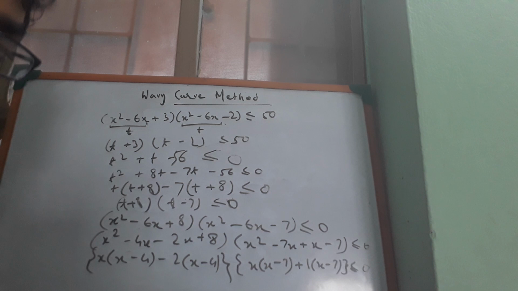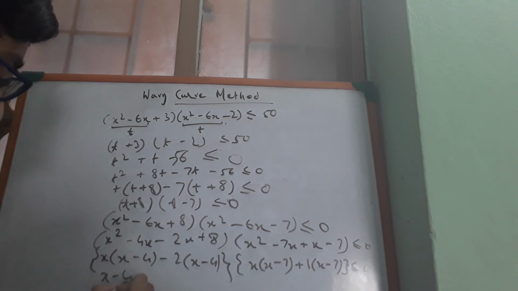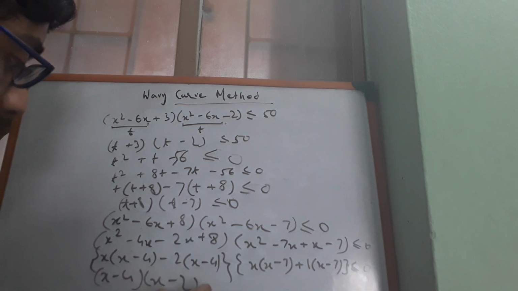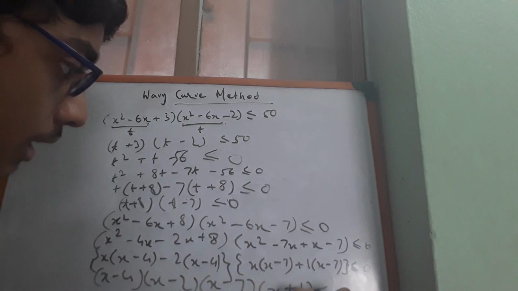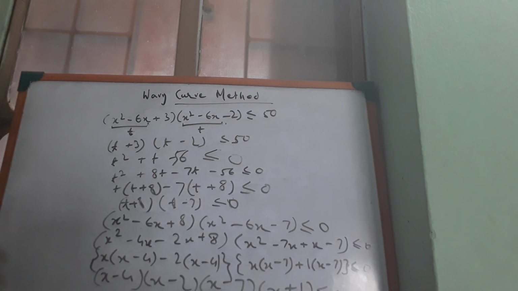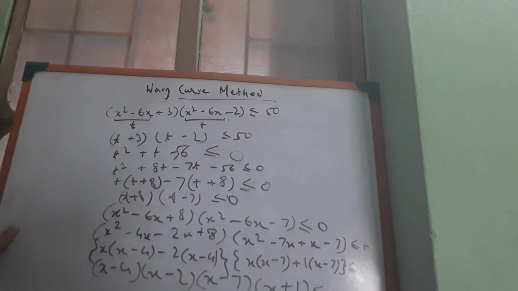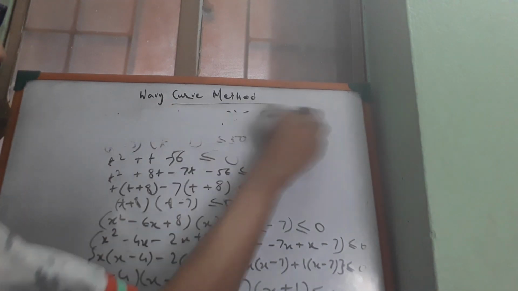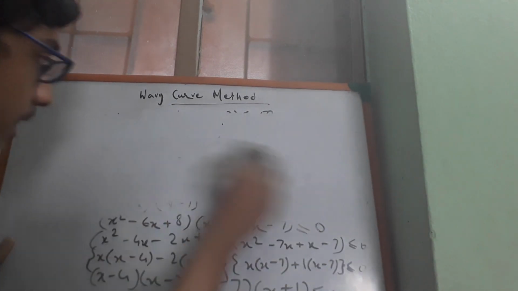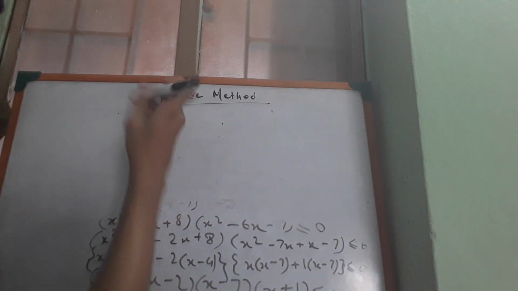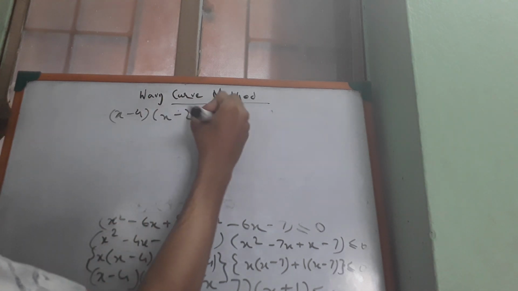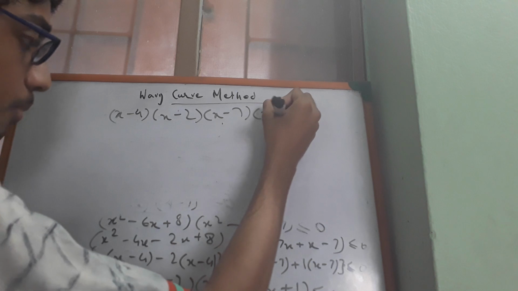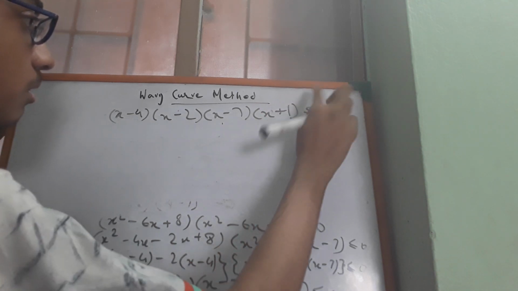That's all. Okay, so (x minus 4)(x minus 2)(x minus 7)(x plus 1) less than or equal to 0. Now you can draw the number line. Now everything is in terms of x. Can you see it? I think you're having a bit of difficulty in seeing. Okay, don't mind. So this is the last question, so we'll do it nicely. Let me write the expression we achieved once more. (x minus 4)(x minus 2)(x minus 7)(x plus 1) less than or equal to 0.